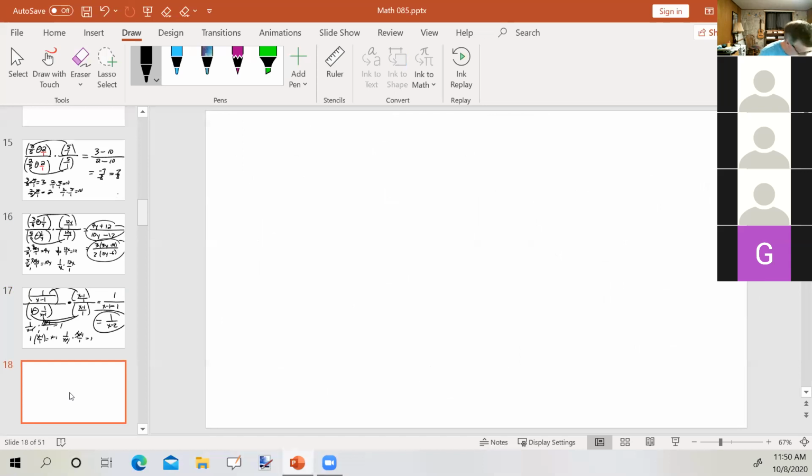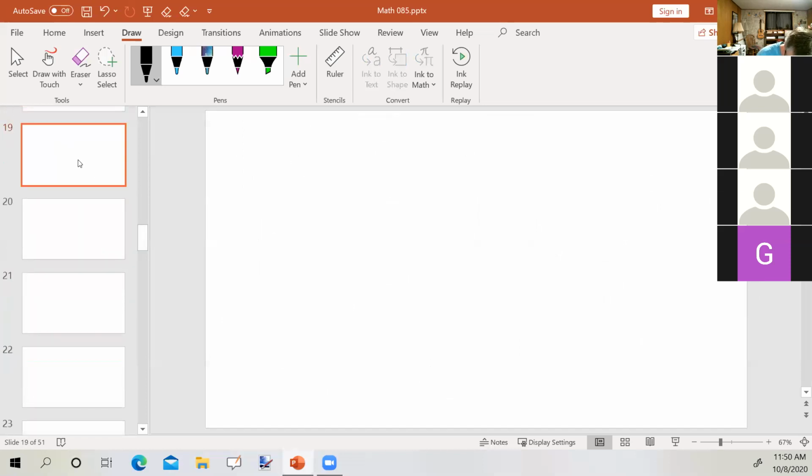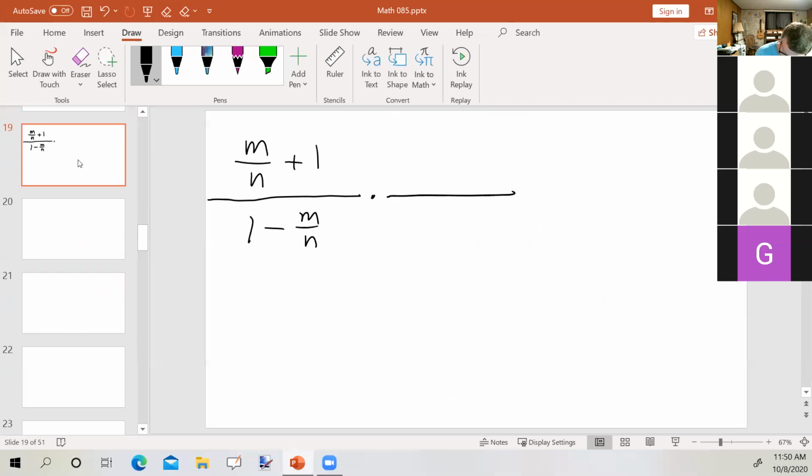So, okay, let's take a look at another one. How about this? M over N plus 1, that whole thing over 1 minus M over N. So what's the least common denominator? N. Yep.